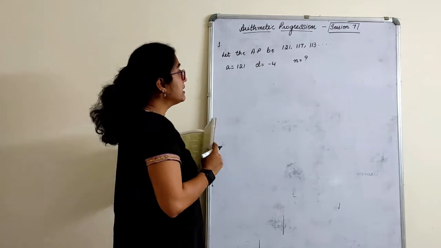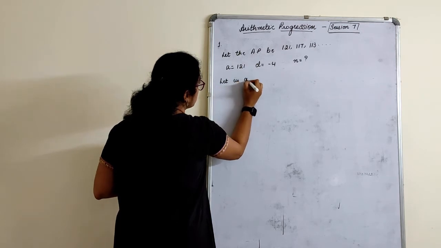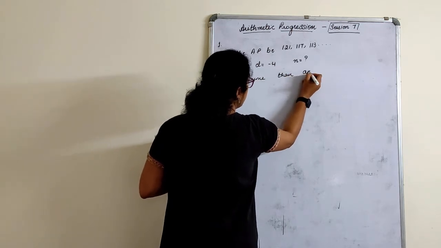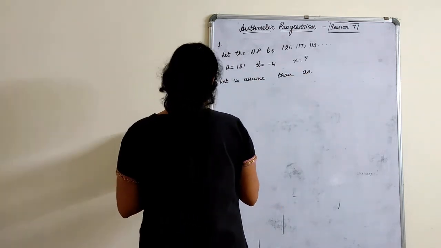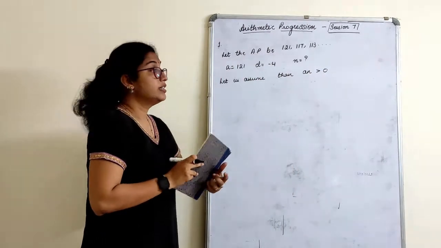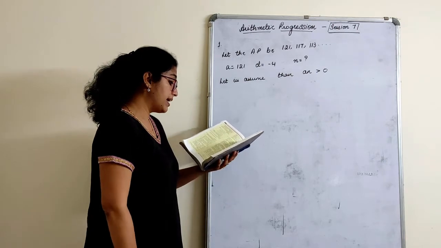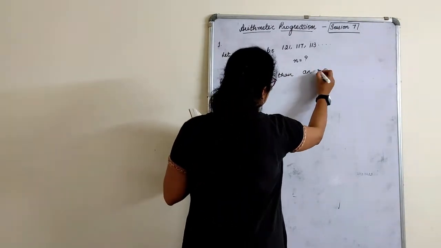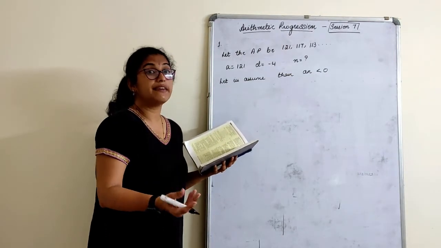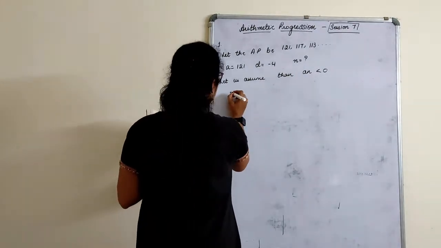So let us assume that an will be less than 0, not greater than 0, because the answer we get has to be a negative term. An is less than 0, true, because only if the nth term is less than 0 can we get a negative term. Let us assume that an is less than 0 and let's start with it.